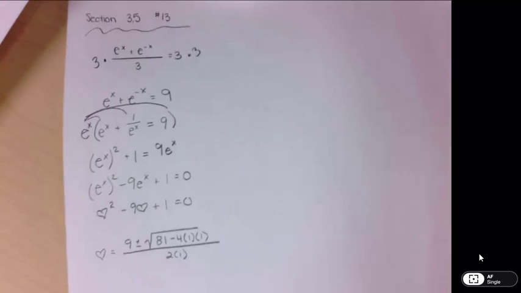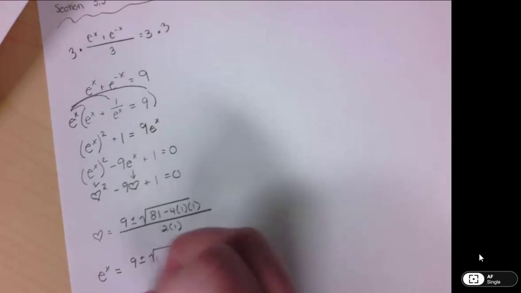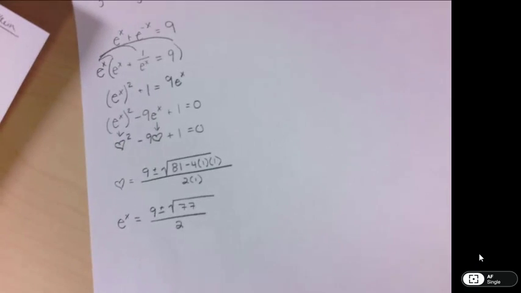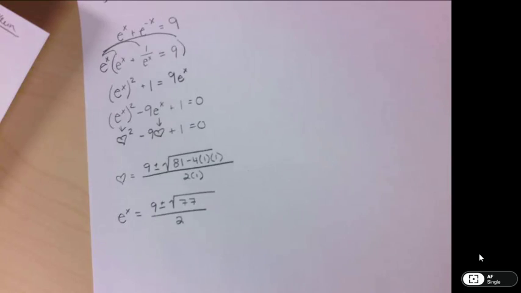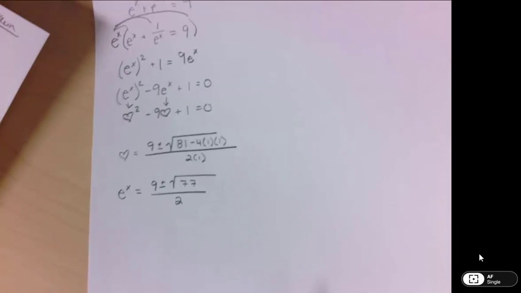Okay. Now, if you want to solve this, instead of heart, we know heart is the same as e to the x, and just replace it here. So I'm going to go ahead and write e^x is equal to 9 plus or minus the square root of 81 minus 4 is 77, and all of that's divided by 2. I can't simplify the square root of 77, the only things that go into it are 1, 77, 7, 11, and none of them are perfect squares. So that doesn't simplify.